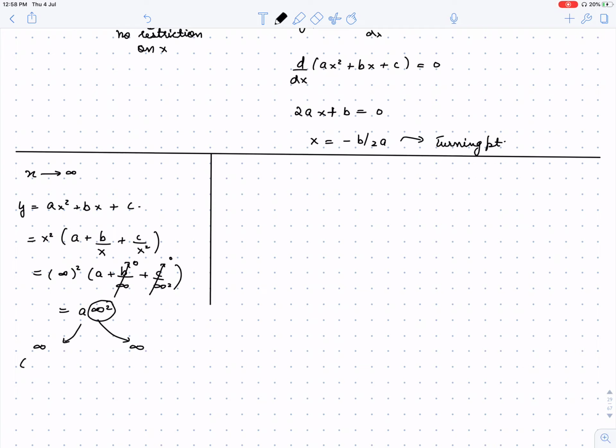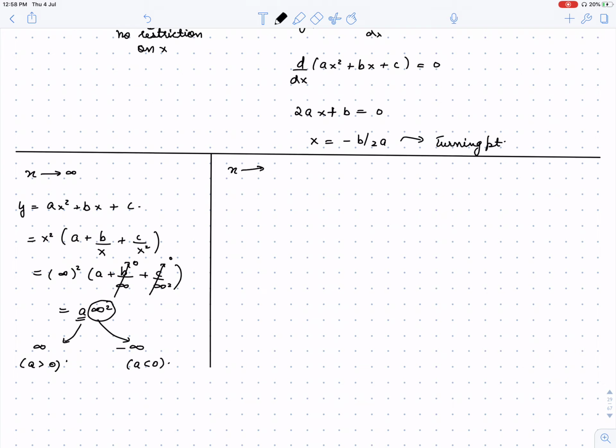So this is a into infinity square, which would have two possible outcomes. Either this would tend to infinity or this would tend to minus infinity. See, infinity square is positive. That depends on a. If a is positive, then the number would tend to infinity, and if the same a becomes negative, then the number would tend to minus infinity. So a plays a very important role over here.